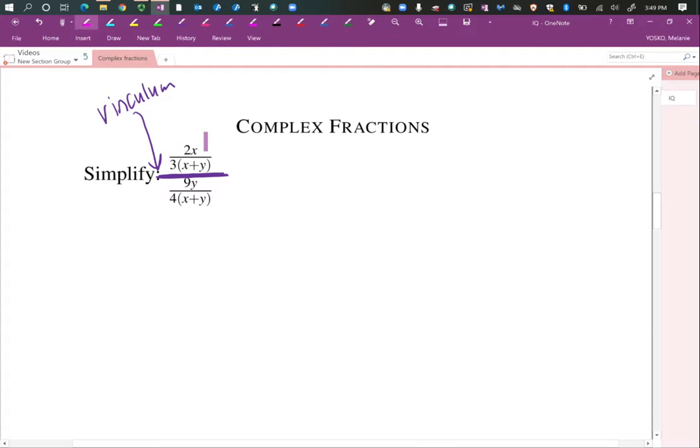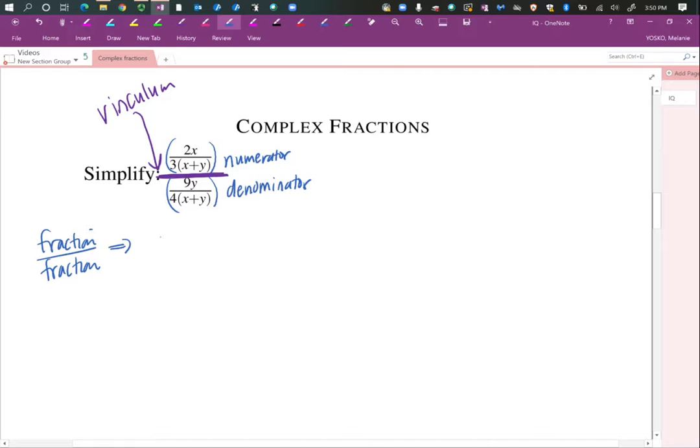I have a fraction here because I have a numerator and denominator. I have a fraction down here. Remember, this is the numerator of the whole big fraction right here. And these two pieces, numerator and denominator, give me my denominator of the big fraction. So as you can see, I have a fraction divided by a fraction.